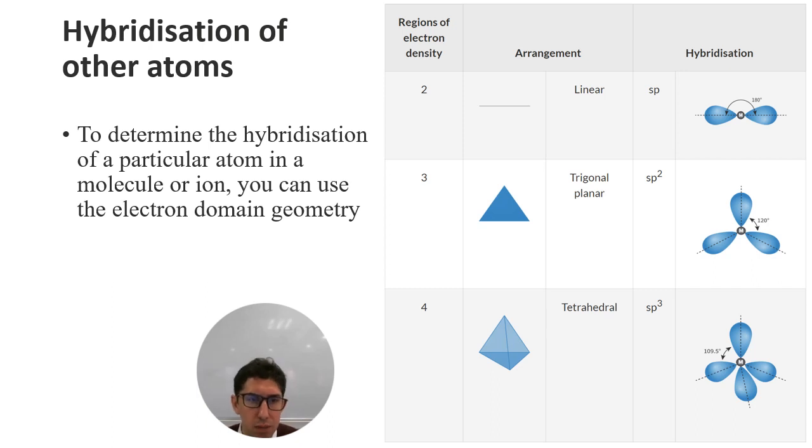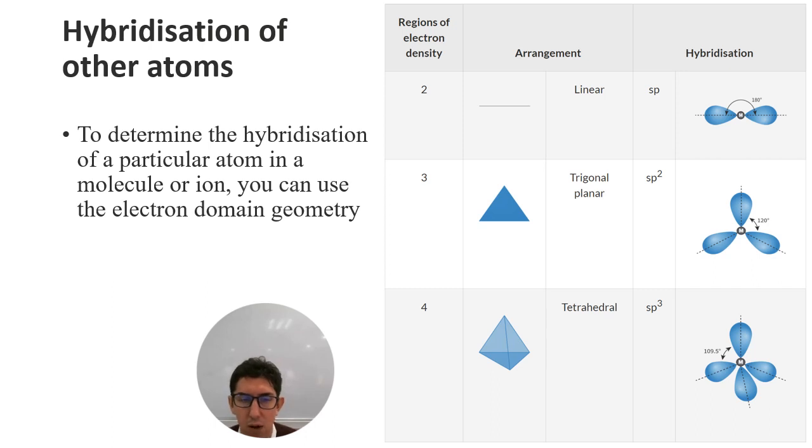Other atoms other than carbon also do this hybridization. It's very common. To determine what type of hybridization the central atom or ion is going to have, we use electron domain geometry. Not electron molecular geometry, but electron domain geometry, so you're considering the lone pairs as well. It's quite simple. If there are 2 electron domains, including lone pairs, you're going to have a linear shape, and that's going to form sp hybridization.